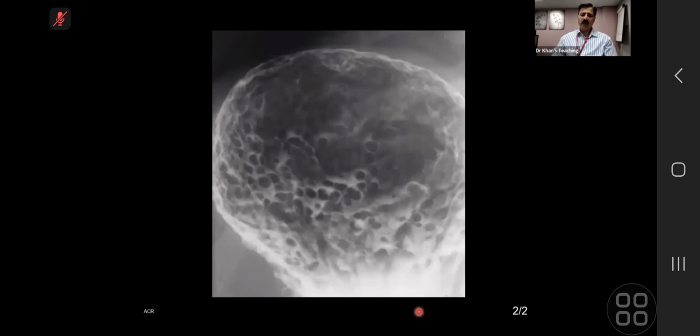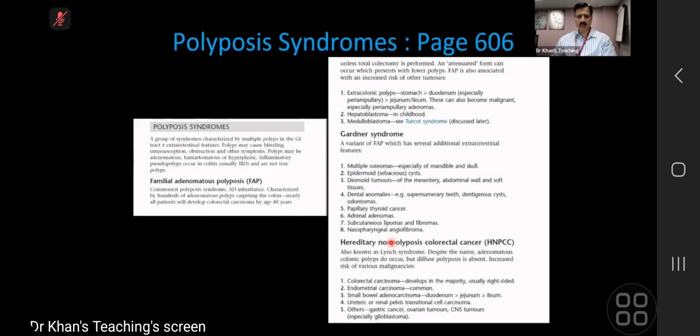And okay, let me take over. You see, the point is that FAPS is an extremely important topic for your examination. And you should have an absolutely clear-cut idea about various kinds of FAPS. The most important ones are, this is page 606 in your book, familial adenomatous polyposis and Gardner syndrome, and they come in the exam again and again. And the other ones are in the list, some of which I have cut from here.